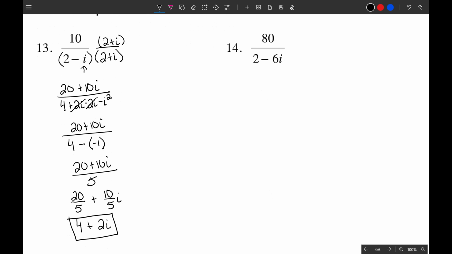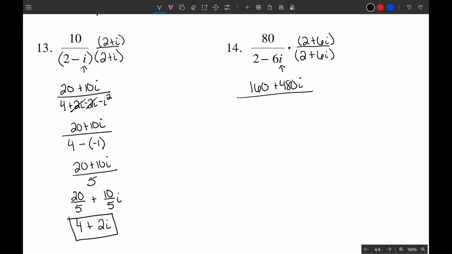All right, if we look at number 14, again, I want this i gone, so I'm going to multiply by the conjugate of 2 minus 6i, which would be 2 plus 6i. And if I do that on the bottom, I have to do it on the top as well. So 80 times 2 is 160. 80 times 6i is 480i.